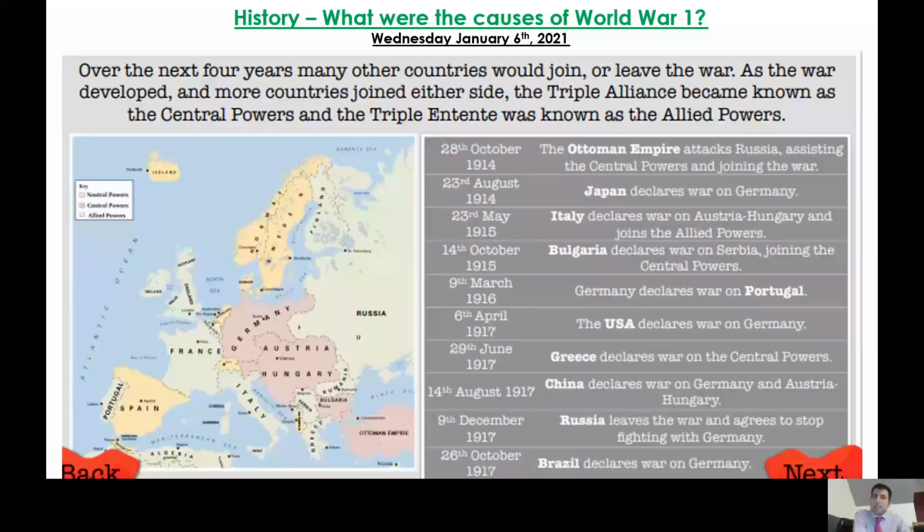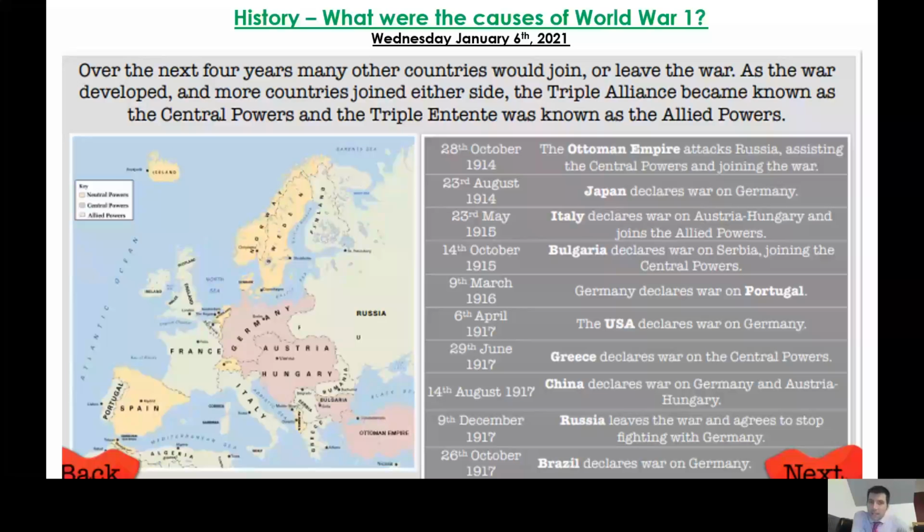For 4 years, so for as long as you've been in Key Stage 2, so from when you were in year 2 to now, many other countries would join or leave the war. As the war developed, so as the war moved on and more countries joined either side, the Triple Alliance became known as the Central Powers. So rather than triple, because there was more than 3, it became the Central Powers. If you see, it's down the middle of Europe. And the Triple Entente became known as the Allied Powers.